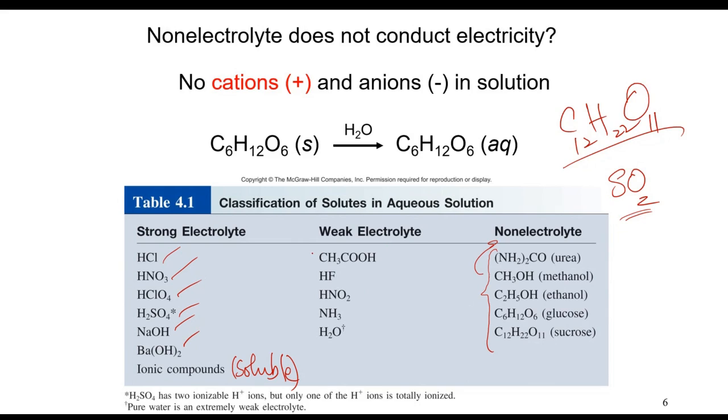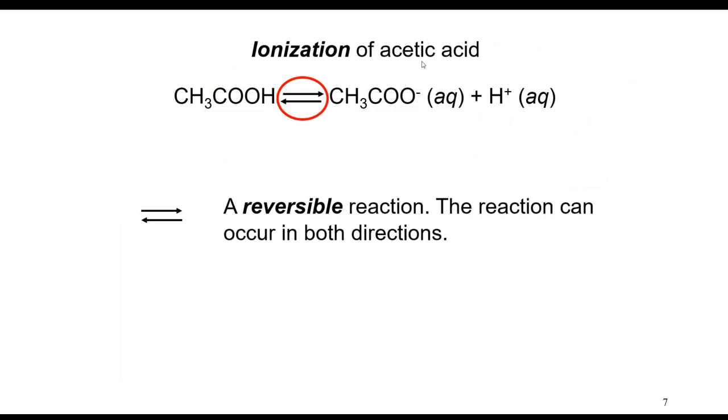Now for weak electrolytes, you will remember these first four: acetic acid, hydrogen fluoride, HNO2 (nitrous acid), and NH3 (ammonia). So these are weak electrolytes. There are many exceptions; we shall not discuss those exceptions. Acetic acid is a weak electrolyte. Why? Because it is not completely dissociated. Its dissociation is not complete.